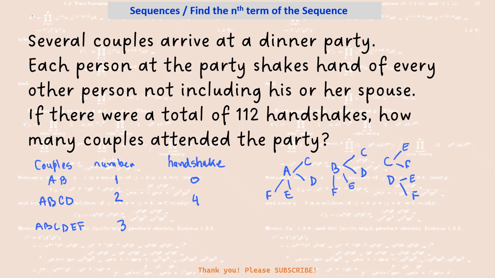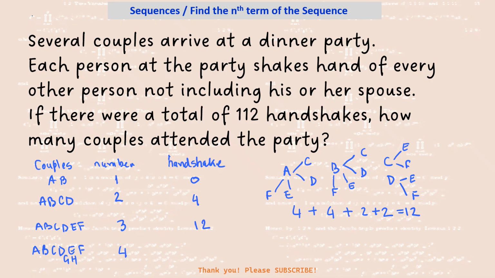But C shakes E and F's hands. So there would be 2 more handshakes with C and 2 more handshakes with D. So the total number of handshakes in this case would be 12. So now we add 2 more people to it. So add another couple, G and H, and see what happens to this sequence of numbers in the handshakes.